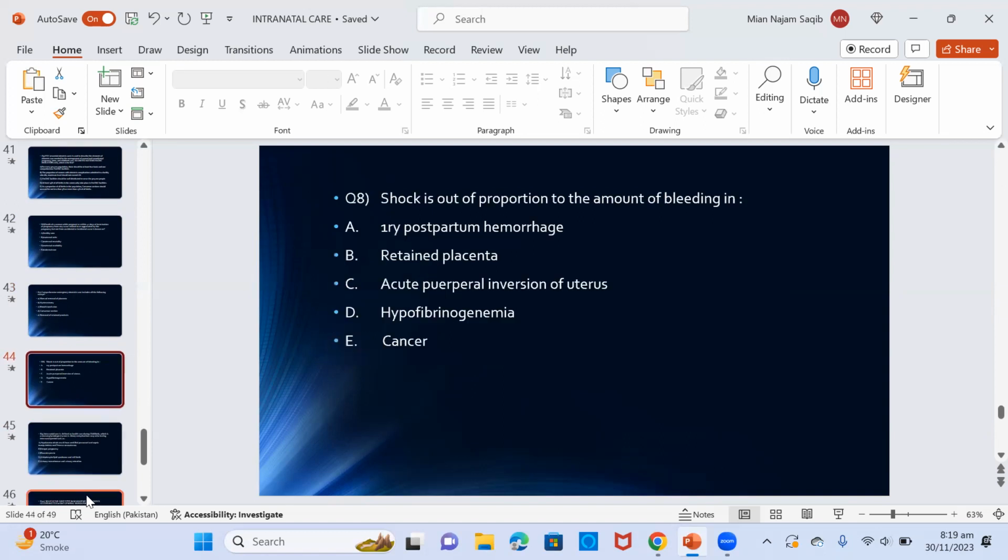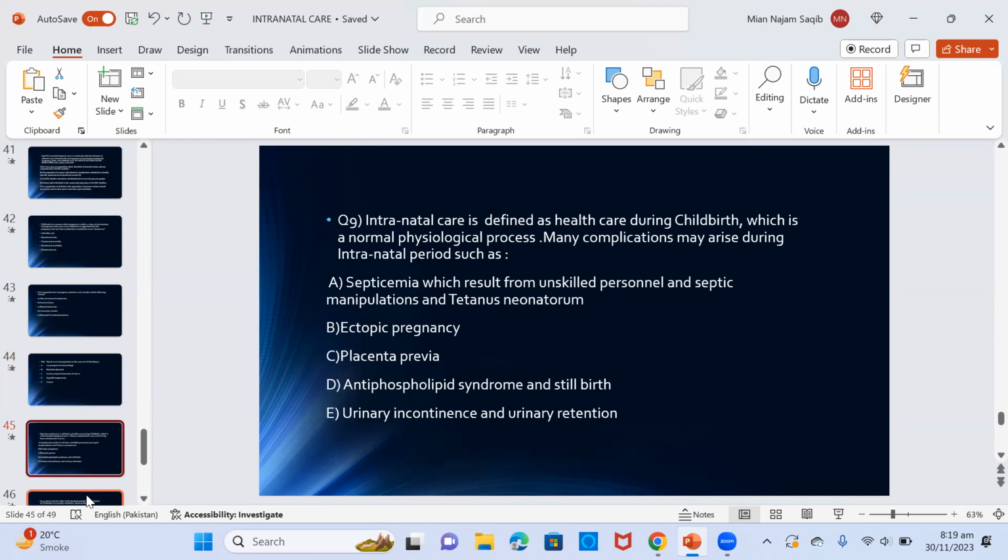Question 8. A. Shock is out of proportion to the amount of bleeding in a primary postpartum hemorrhage, B. retained placenta, C. acute puerperal inversion of uterus, D. hyperfibrinogenemia, or E. cancer. The answer is B, retained placenta.